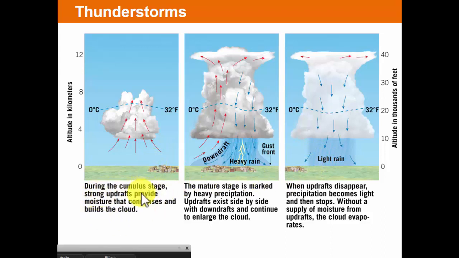In the cumulus stage, you have an updraft. Once that warm, moist air at the surface cools by expansion as it rises, it cools to the dew point to get saturation, or 100% relative humidity. Once condensation begins, condensation releases heat and you get an updraft. And that updraft creates this cumulonimbus cloud.